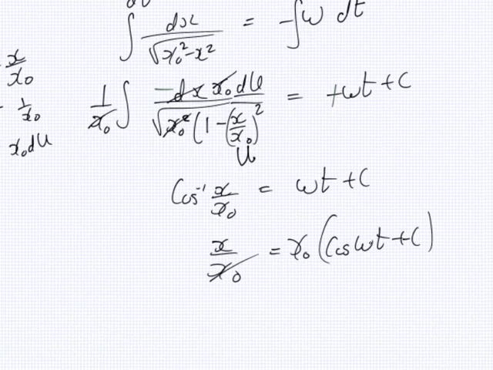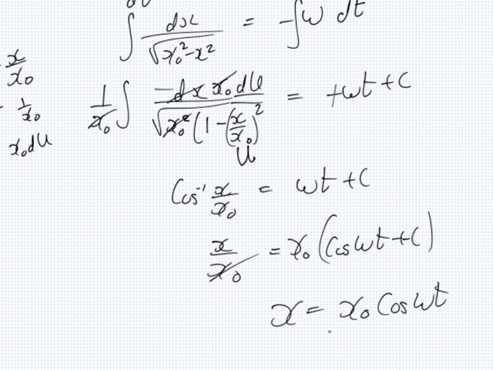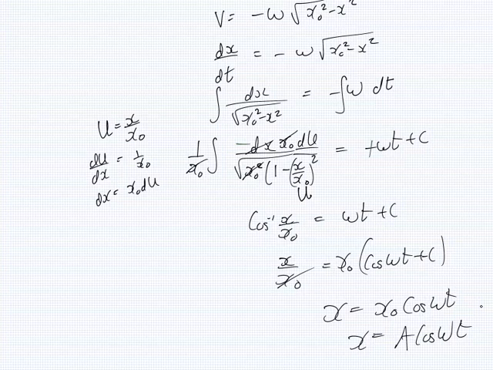But let's remember, when t is 0, x should be x0. So when t is 0, this should be 1. And the only way this can be 1 when t is 0 is if c is 0. So we end up with x equals x0 cos omega t. Or if you want to use the usual letters, a cos omega t, a formula that you remember from simple harmonic motion. Each step is understandable.